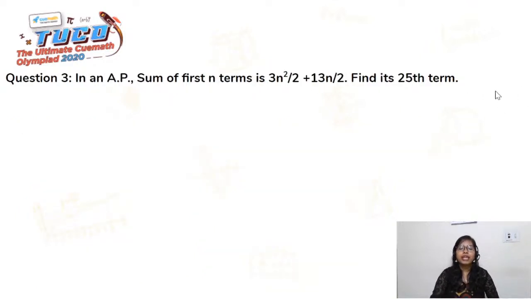Here's the problem. In an AP, the sum of the first n terms is 3n square over 2 plus 13n divided by 2. Find its 25th term. Okay, let's wait for all of you to check out this question.